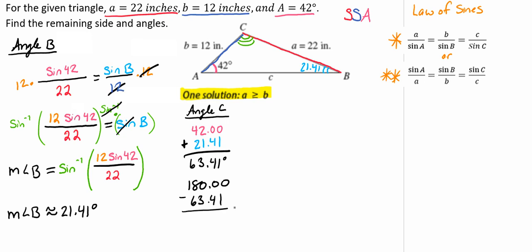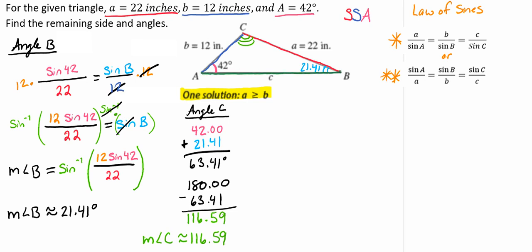So we're going to take the 180 degrees that we know a triangle is supposed to total and subtract that 63.41 degrees, and we're going to get that angle C is 116.59 degrees. So we can write that down too. The measure of angle C is approximately 116.59 degrees. So now all we have left to find is our side length C.